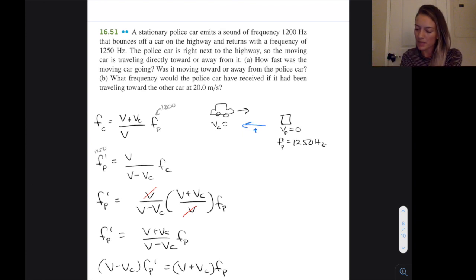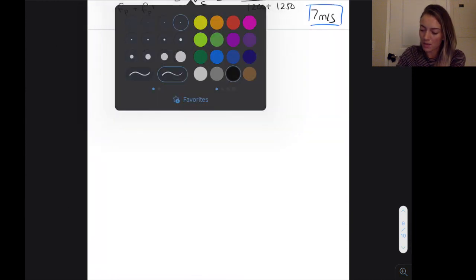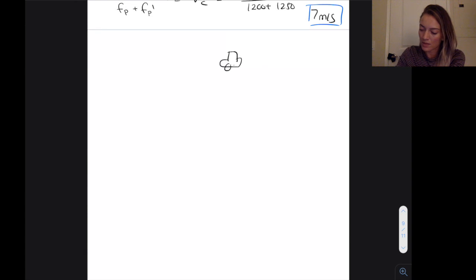Okay, so let's do part B now. What frequency would the police car have received if it had been traveling towards the other car at 20 meters per second? So now the police car is also moving towards this car at 20 meters per second. Let's just draw a little picture. Our car is traveling this way at 7, and now the police car is also traveling this way at 20.